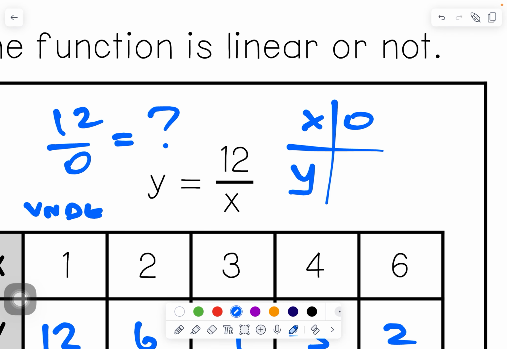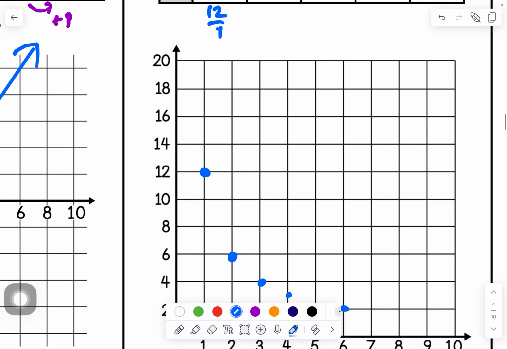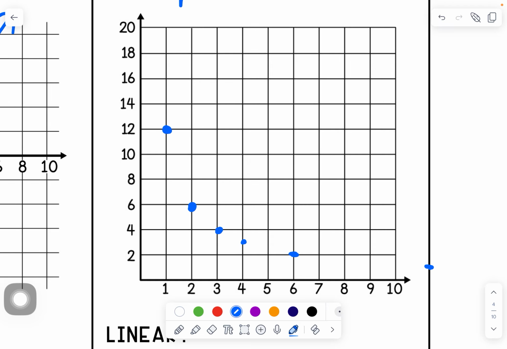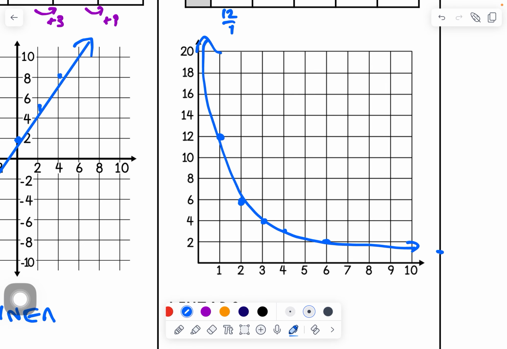Undefined. You're going to get an error on your calculator, which means that this line doesn't actually ever touch the x-axis. Or excuse me, the y-axis. It never touches the x-axis either. All right, so this is actually a rational function. You probably got a little taste of these in 8th grade towards the end of the year. All right, it actually has what we call asymptotes, which are areas on the graph where the line never crosses. Okay, so usually we represent those with dotted lines.